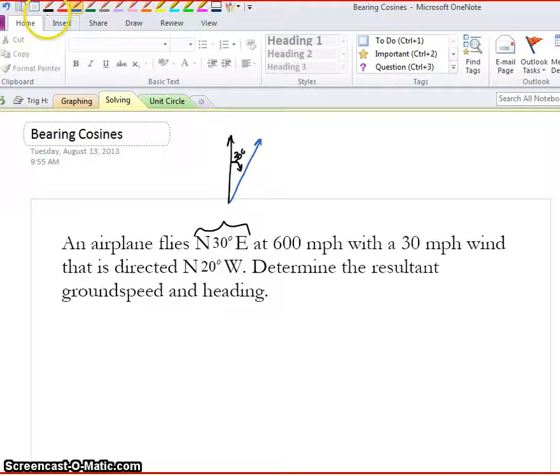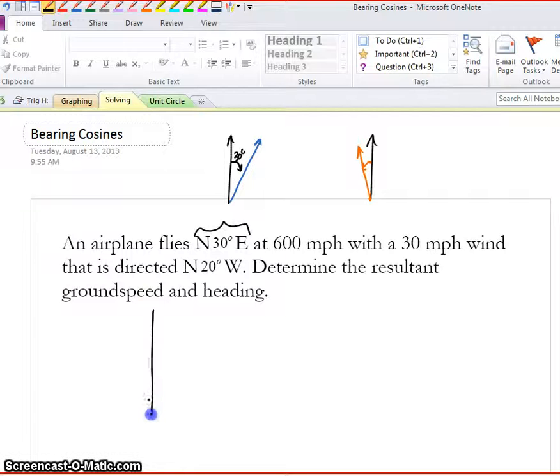The wind also has a certain direction. We're told that the wind is also heading north, however it is heading also 20 degrees to the west. So what we want to do is combine those two pieces of information together, the direction that the plane is going and then the direction the wind is pushing. We're going to do that in a diagram below.